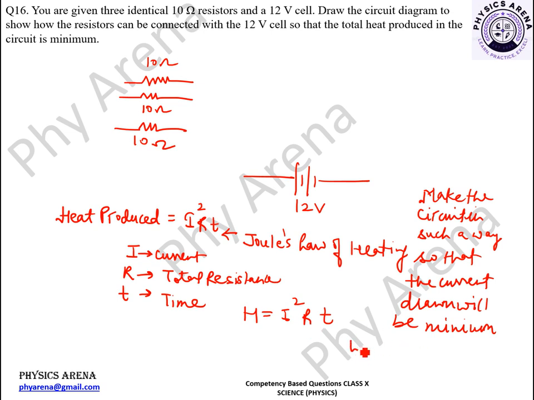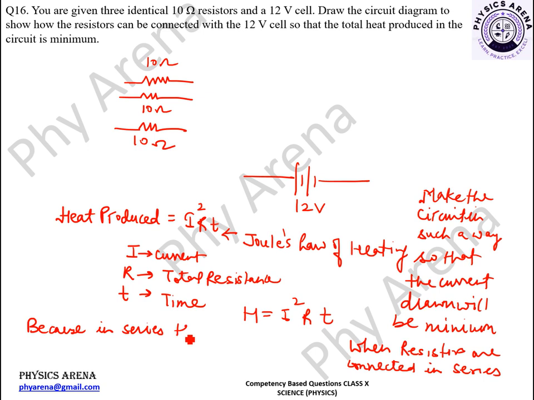So this is possible when resistors are connected in series. Why so? Because in series, the resistance is maximum. So once we make R maximum, then automatically this will imply that I will be minimum. So we have to connect the three resistors in such a way that they all are in series.